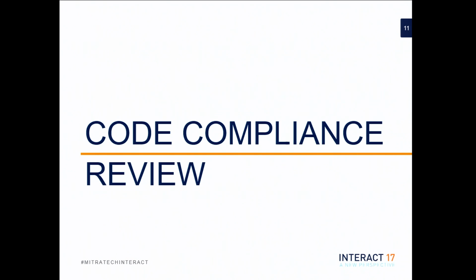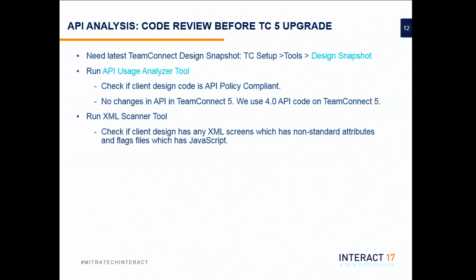On this code compliance review, I'm going to show how to run this tool because it's very easy. All you need to do is go to your TeamConnect setup and get the design snapshot. For people who do not know how, you can reach out to support, and they will help you understand how to take the design snapshot. This API usage analyzer tool was actually developed for the TeamConnect 4.0 platform to find out if there is a non-compliant file. There are no changes in the API on TeamConnect 5, so the API used on TeamConnect 5 is the same, and this tool works for both 4.0 and 5.0.